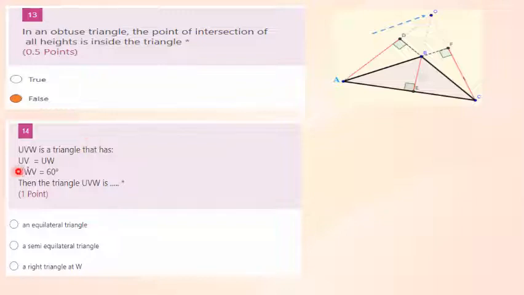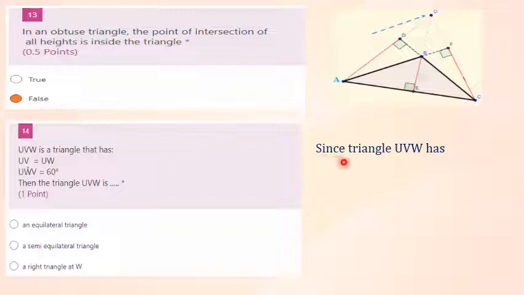Now, UVW is a triangle that has UV equal to UW, so it's an isosceles triangle with vertex U. Angle UWV is equal to 60 degrees. Isosceles triangle with a 60-degree angle, then the triangle UVW is an equilateral triangle. It's not right. Why? Since it has a 60 degree.